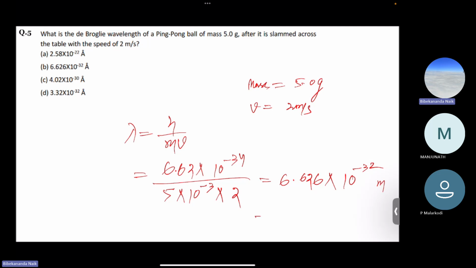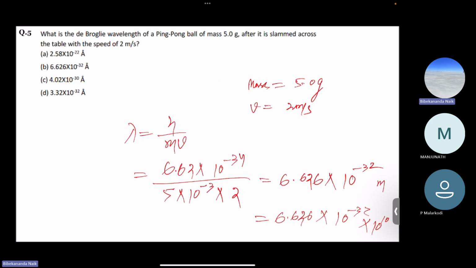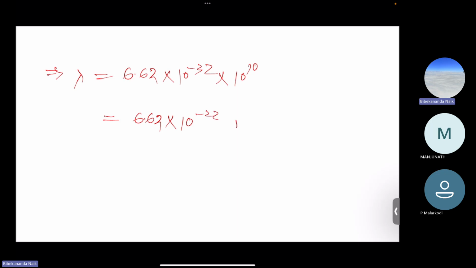If you want to convert it to Angstrom, what will be the factor? 6.626 into 10 to the power minus 32 meter. 1 meter is how many Angstrom? 10 to the power 10. We had discussed this in the previous question. So 1 meter is 10 to the power 10 Angstrom. So the correct answer is lambda equals 6.62 into 10 to the power minus 32 into 10 to the power 10. So it is 6.62 into 10 to the power minus 22 Angstrom.